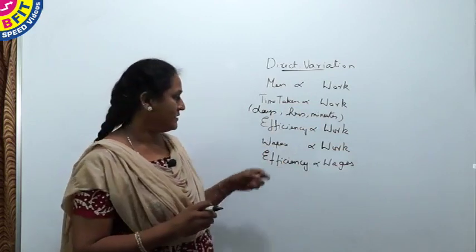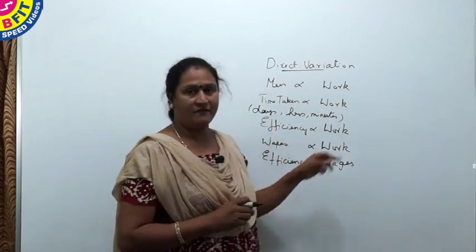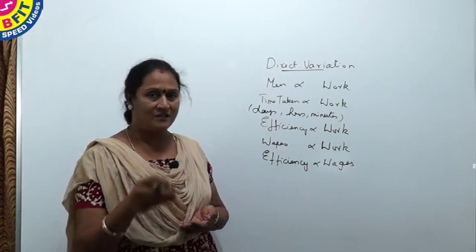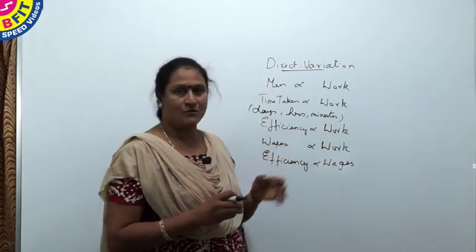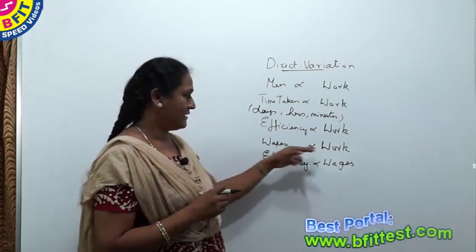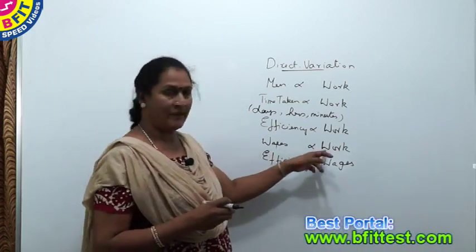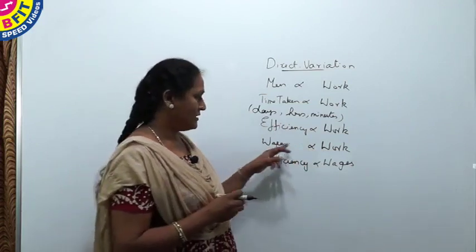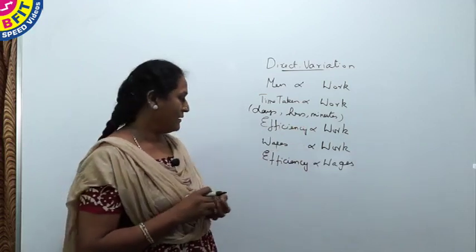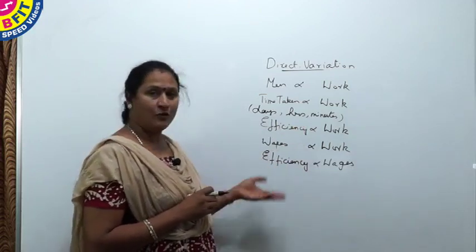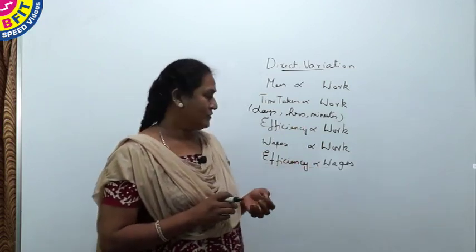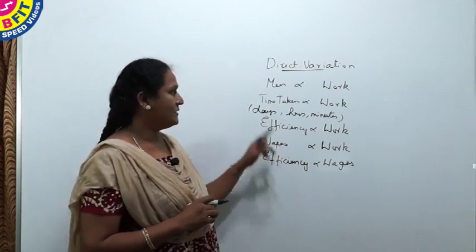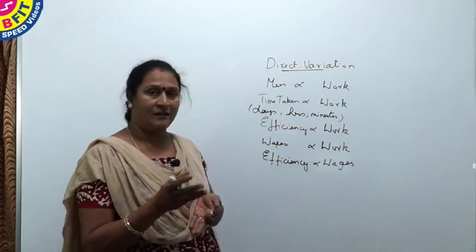The next example is efficiency and work. If a person is more efficient, he can do more work than a person who is less efficient. So efficiency and work also vary directly. Then wages and work: for the work done, he is paid. For more work, he is paid more, and for less work, he is paid less. So wages and work also vary directly. When a person is more efficient, he can do more work and he is paid more. So efficiency and wages also vary directly. For all these concepts, these variables vary directly within themselves.